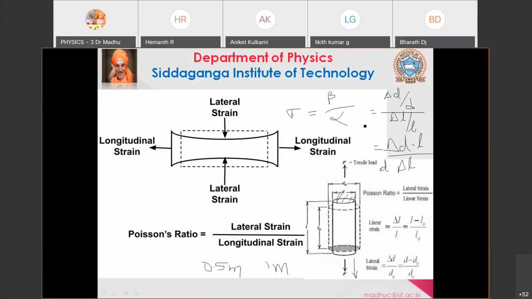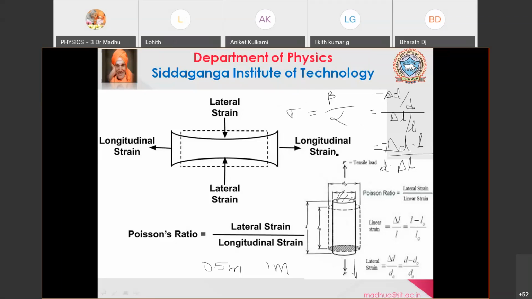Do you have some questions? Sir, minus delta D by D, no, sir? Yes, minus because the diameter is decreasing. Whenever there is a decrease, you should use minus. This tells that it is decremental.